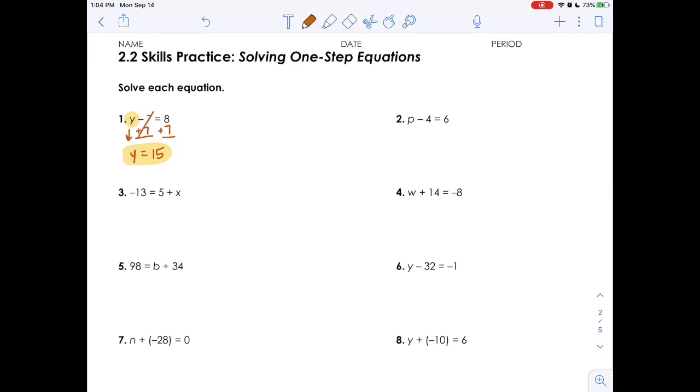If you wanted to check your work, and I'm not going to make this a requirement on every problem, you could plug that 15 in for y and make sure that it works. Does 15 minus 7 equal 8? Yes, that is true, so I know that my answer is correct. Now you should try number 2 on your own. Make sure that you're showing your work for each step, even if you can solve it easily in your head.